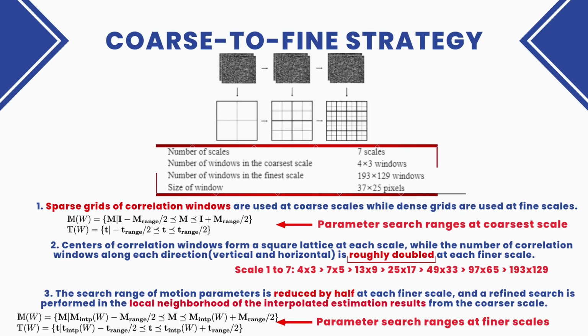However, the problem is correlation matching can only be performed for one set of correlation windows at once. Then how can we obtain the search of optimal motion parameters for every single piece of local area of the image? The coarse-to-fine strategy can solve the problem. First of all, sparse grids of correlation windows are used at coarse scales, whereas dense grids are used at fine scales. Centers of the correlation windows form a square lattice at each scale, where the number of correlation windows along each direction, vertical and horizontal, is roughly doubled at each finer scale. The search range of motion parameters is reduced by half at each finer scale, and a refined search is performed in the local neighborhood of the interpolated estimation result from the closest scale.